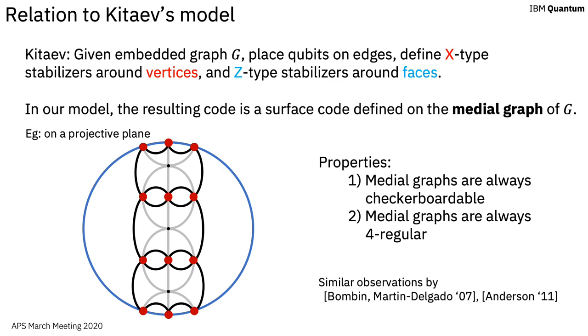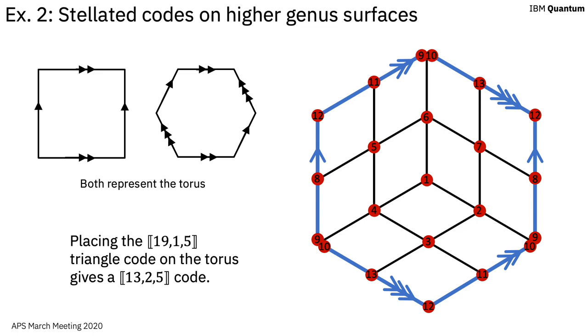And now similar observations about medial graphs were made in these two papers. Okay, but moving on with some more examples, we can take these stellated codes, of which the triangle code is one example, and place them on higher genus surfaces.